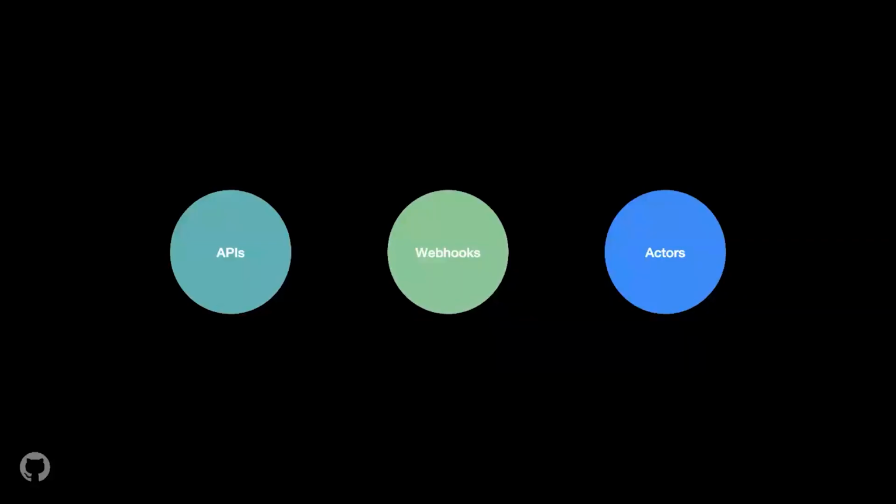So today we're going to look at this developer platform. There are some recent and perhaps some not so recent changes that you may have missed, so let's bring you up to speed. There are three main primitives to be aware of, often used in conjunction. We have APIs, webhooks, and actors.